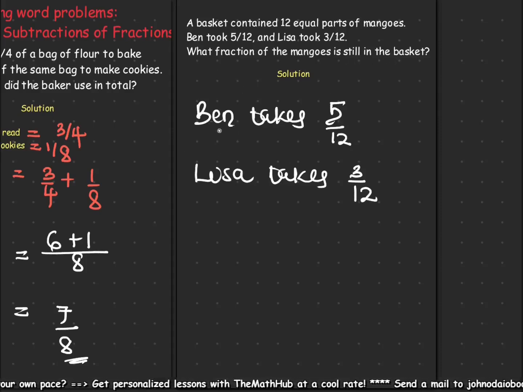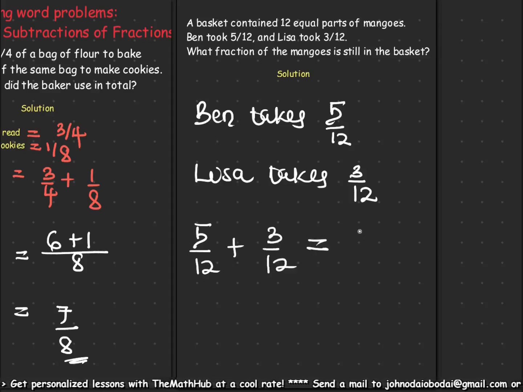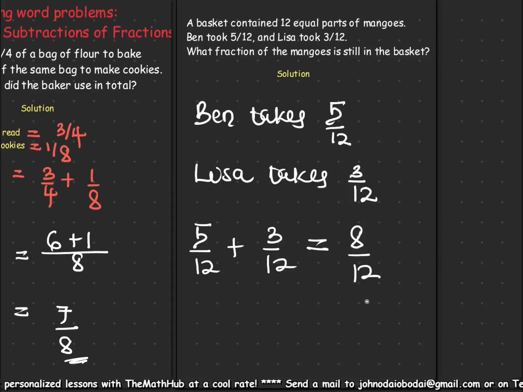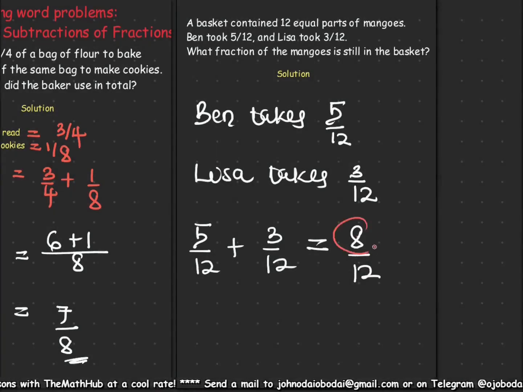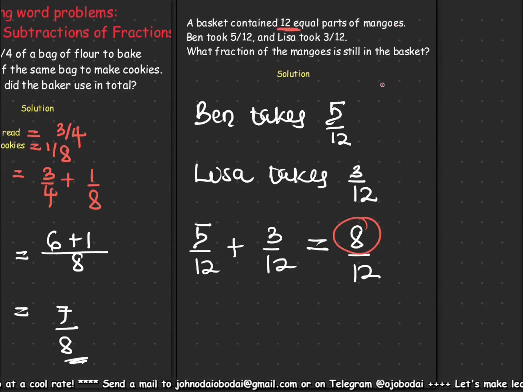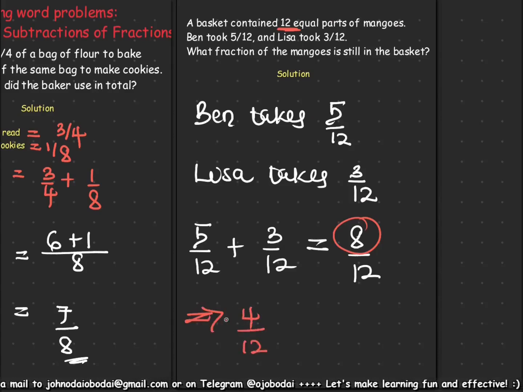So if we look at what Ben took, which is 5/12, and we add it to what Lisa also took, which is 3/12, that is going to give us 8/12. So it means out of the 12 mangoes, a total of 8 has been taken. A basket contains 12 equal parts of a mango, and 8 has been taken. Hence, how many do you have left? So 12 minus the 8, which gives us a 4. So it simply implies that about 4 out of the 12 is what is remaining.